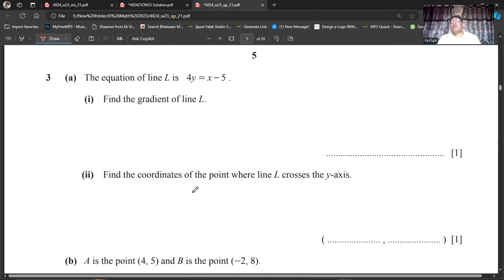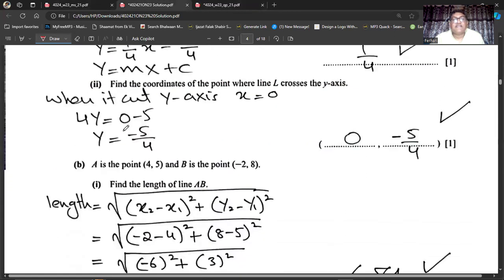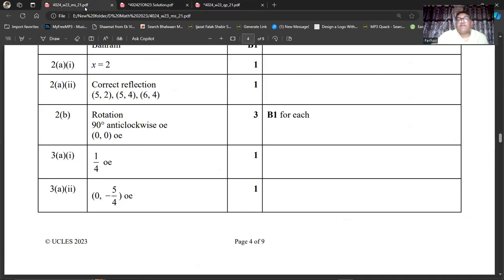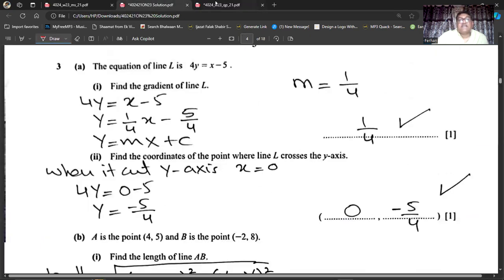You see, when the line crosses the y-axis, the value of x will be 0. So in this formula, wherever there is x, I will replace it with 0. I will substitute 0 in the place of x. So 4y in that equation is equal to 0 minus 5, so y will be equal to minus 5 by 4. So the coordinates of the point where the line L crosses the y-axis will be (0, minus 5 by 4). (0, minus 5 by 4) is the right answer, sir. This is how this is done.